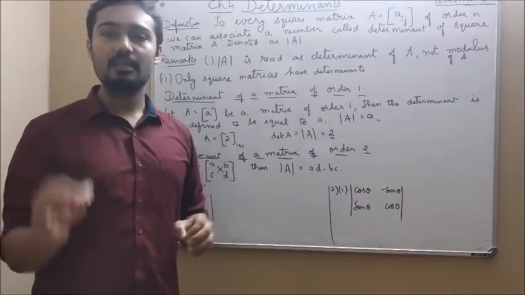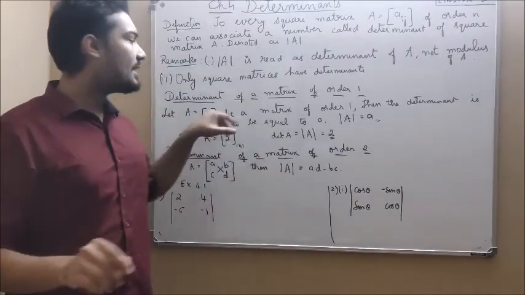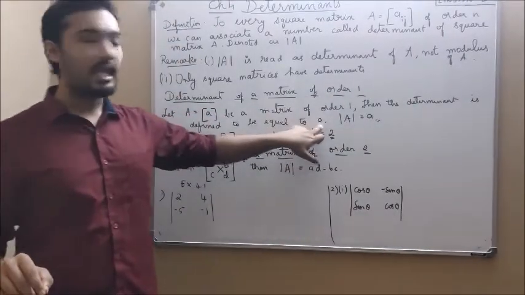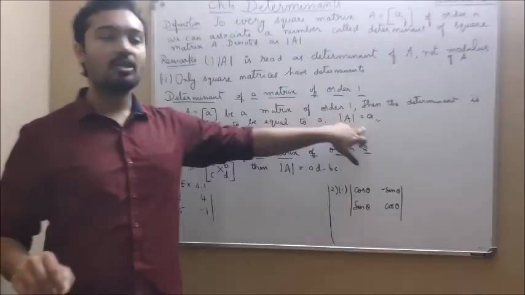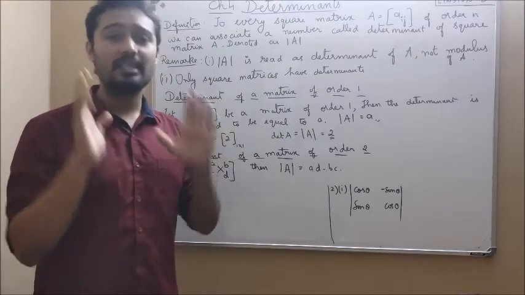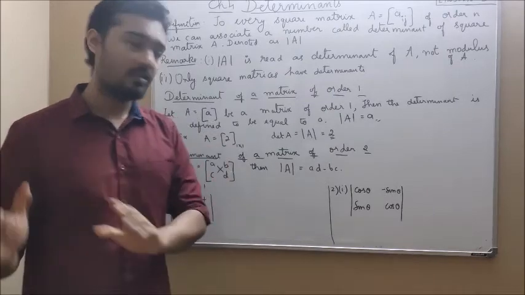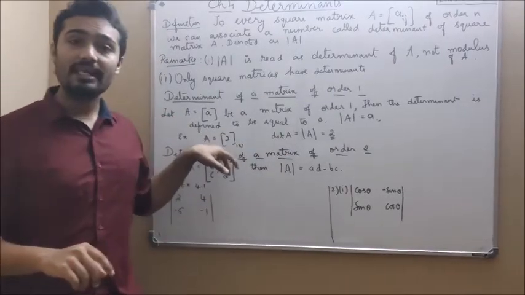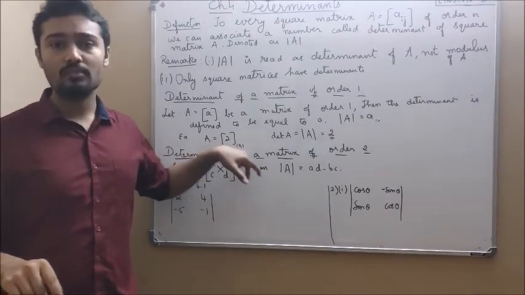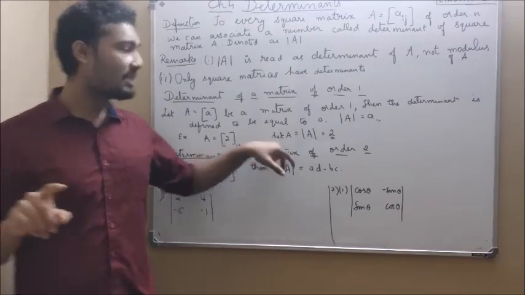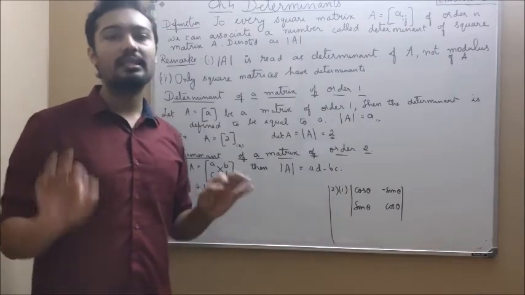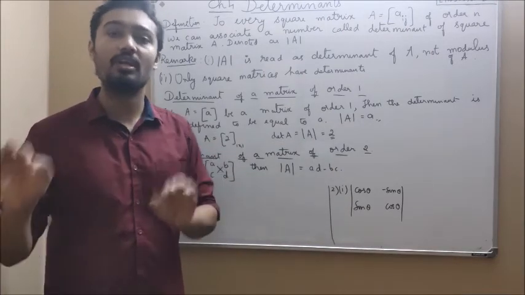Now, let us find the determinant of a matrix of order 1. Let A be a matrix of order 1. Then the determinant of A is equal to A. If a matrix contains only one element, the determinant of that matrix is that element itself. For example, if the matrix A is [2], only one element, 1 cross 1 means order 1, then the determinant of A equals 2, that element itself. That is about the determinant of a square matrix of order 1.